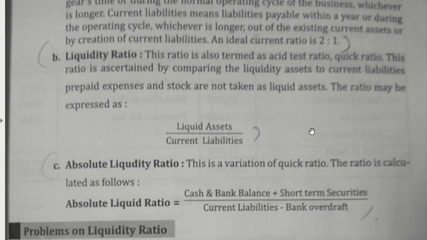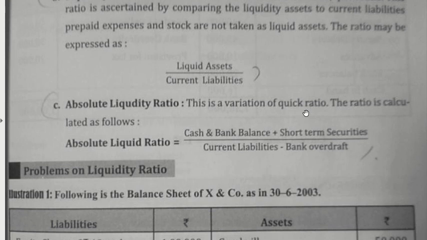The liquid ratio is also termed as acid test ratio or the quick ratio. The formula is liquid assets divided by current liabilities. In liquid assets, we do not consider the prepaid expenses and stock. Why? Because they take quite some time to convert into cash, so we consider only the assets which are a little more liquid in nature.